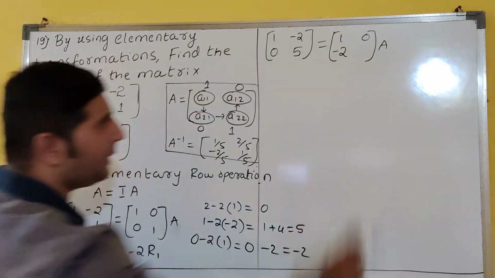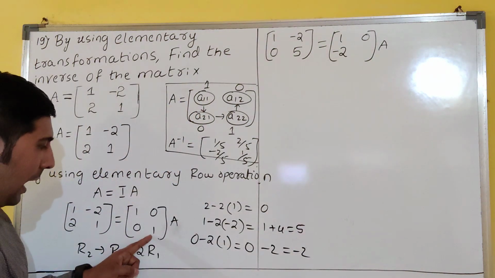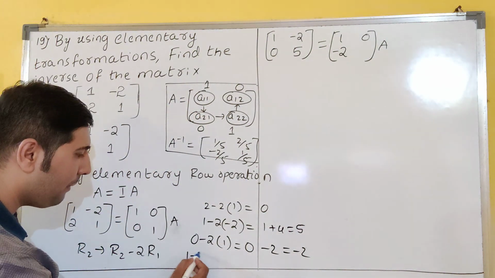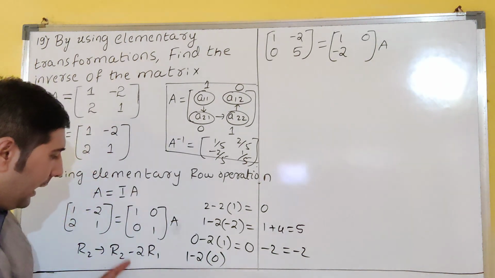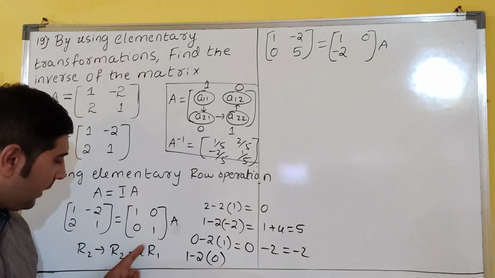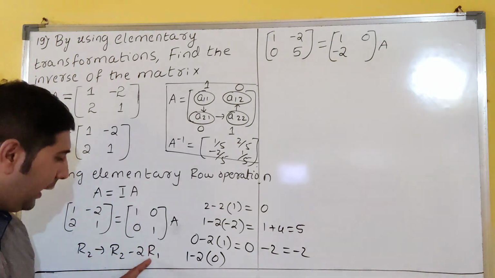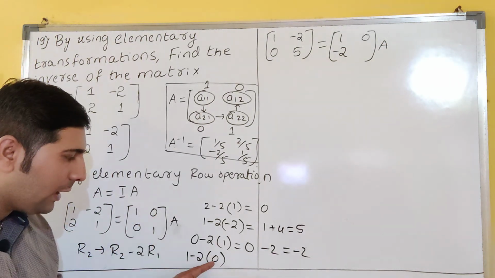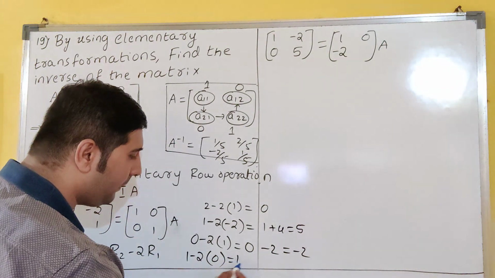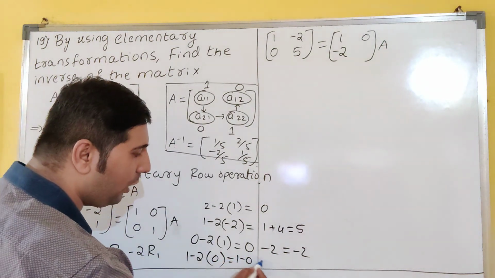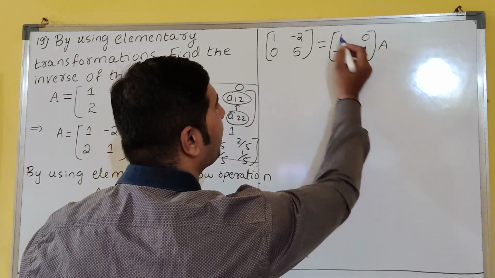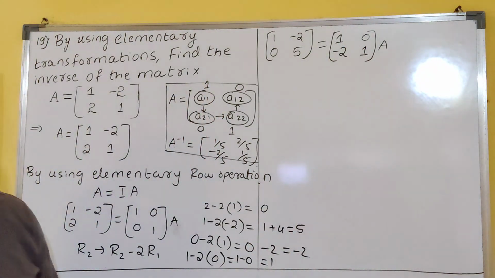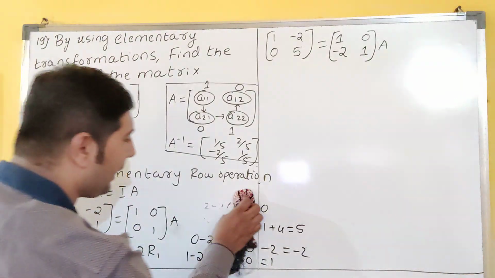I can write it as minus 2. So now see, R2 is how much? 1 minus 2 into R1 is how much? 0. See here, R2 is 1 minus 2 into R1. R1 is how much? 0 or not? 0 I wrote. So now 1 minus 2 into 0 is 0. 1 minus 0 is how much? 1 or not? So I can write it as 1 here. Understood? So this simplification is not required for your understanding purpose.